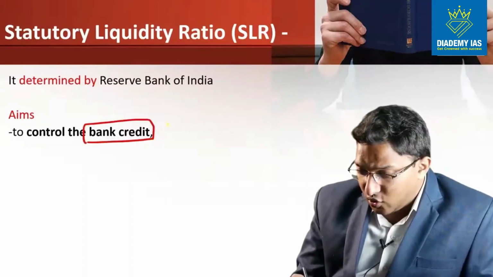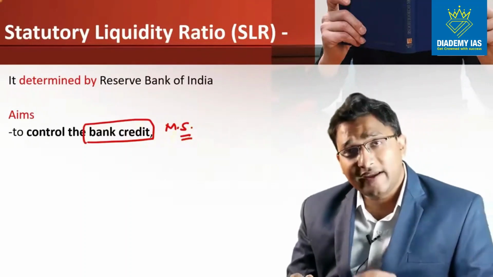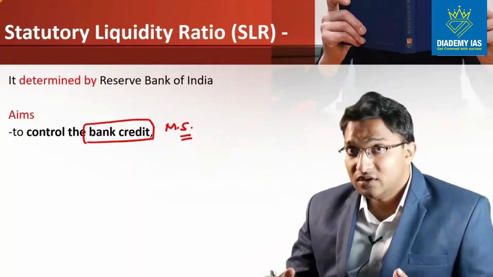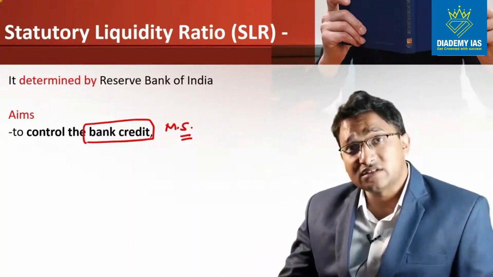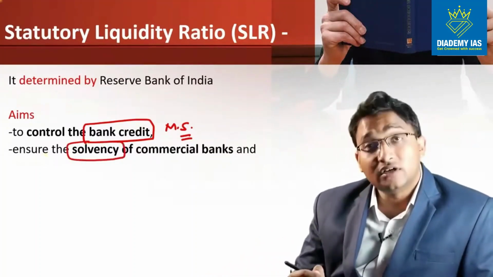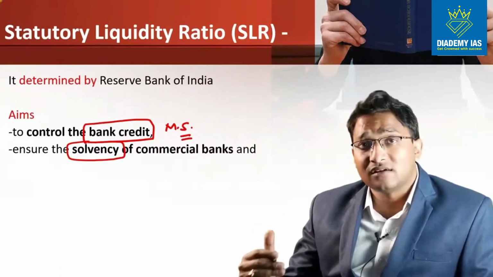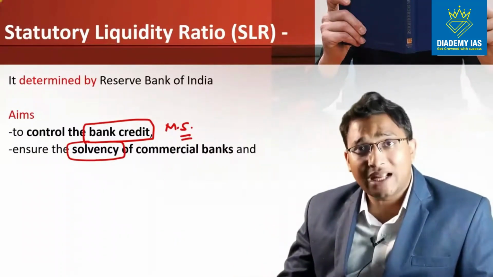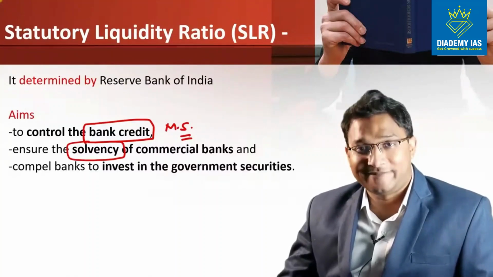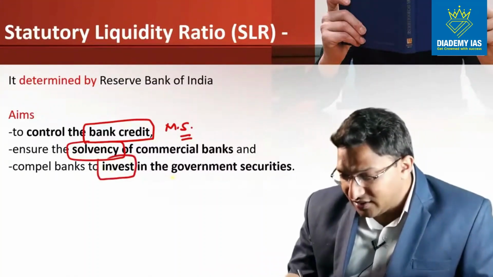Yes, so the control of money supply is a very important aspect. In fact, this is the universal goal of all monetary policy tools. So controlling the money supply is the first one. Second, maintaining the solvency. Solvency means whenever customers come to demand their money back, they can get it back. So the bank is solvent, it is capable enough to return the money. And the third one is to compel the banks to invest in government securities.